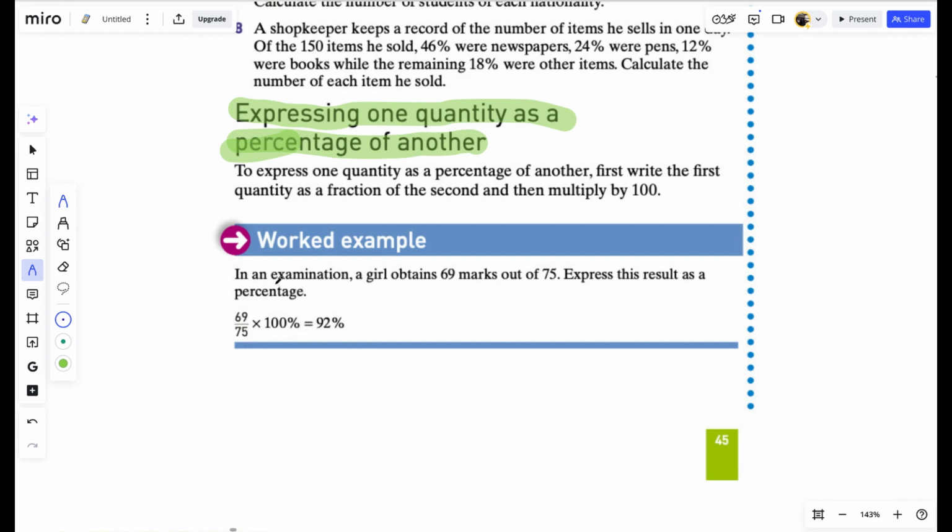Is that okay? Say in an examination, a girl has 69 marks out of 75. Express this as a percentage. So one quantity is the mark she scored. Another quantity is the total marks given in the exam paper. So to get the percentage of what she scored, you say what she got over the total times 100, you get 92%.